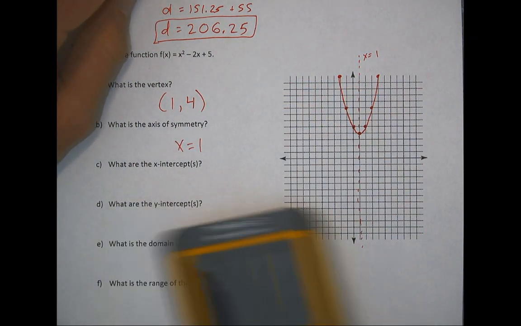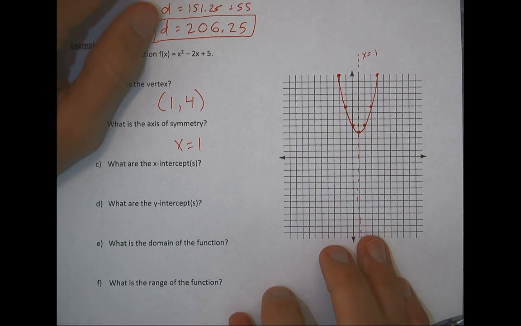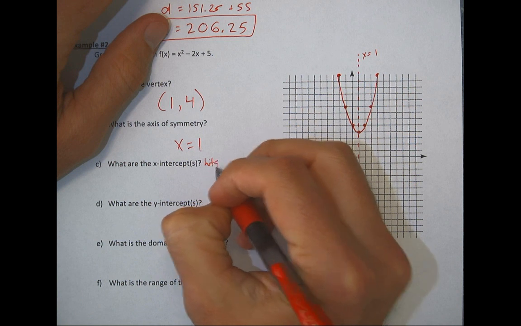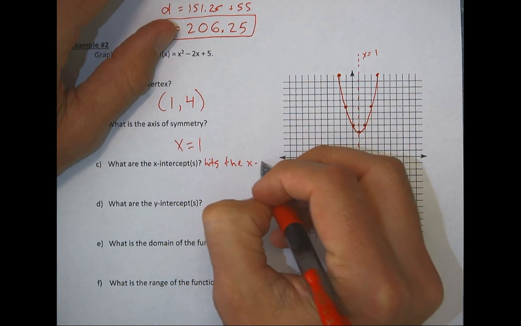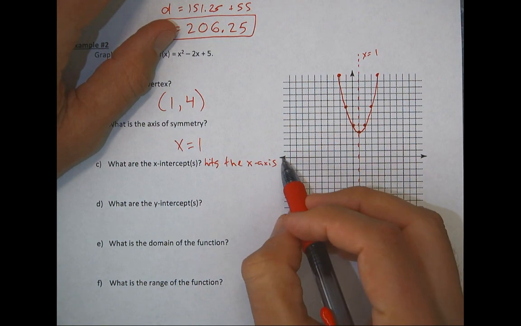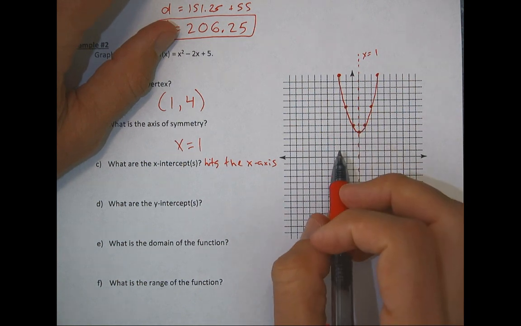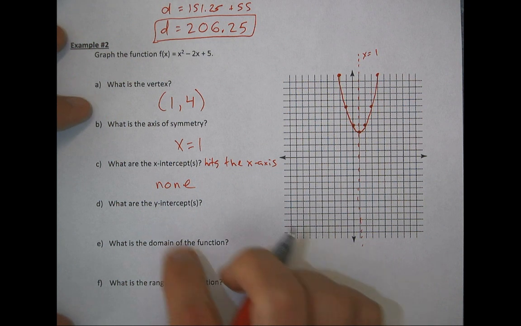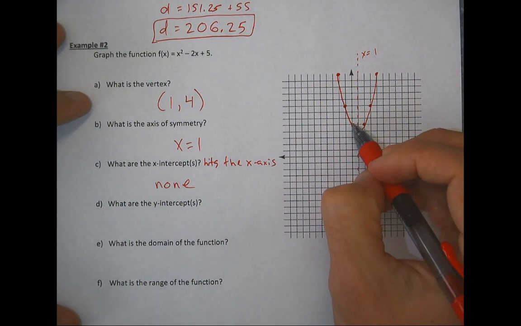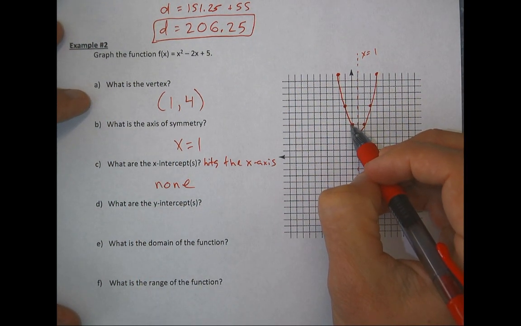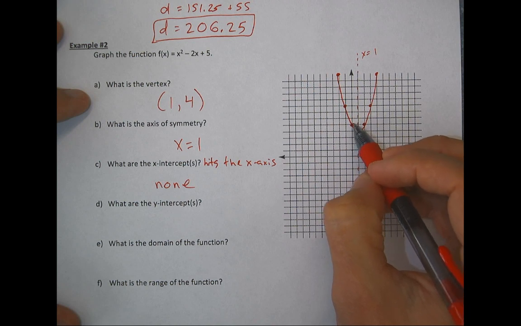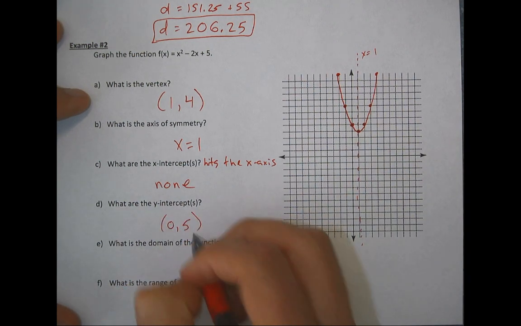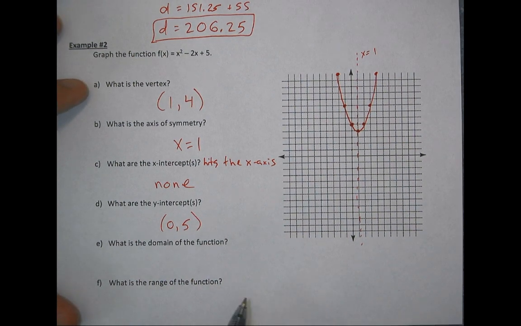All right, let's answer these questions. What are the x-intercepts? X-intercepts means hits the x-axis. Where does it hit the x-axis? Here's your x-axis. It does not, so the answer is none. There are no x-intercepts. What are the y-intercepts? Well, it's going to hit the y-axis right here. 1, 2, 3, 4, 5. That's 0, 5. And it's not going to hit it again, so that's the only one.